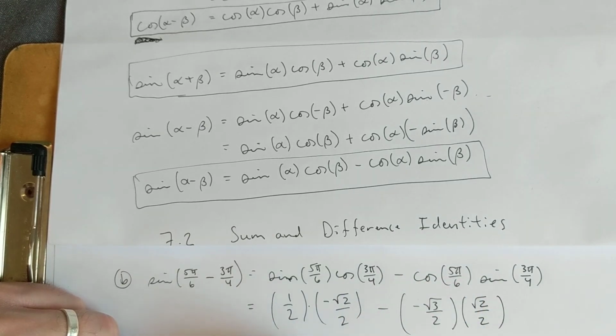So we're going to do something similar here. This is negative square root of 2 over 4 plus, because we have the two negatives, square root of 6 over 4, which is the square root of 6 minus the square root of 2 over 4.